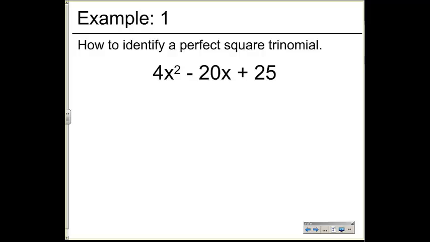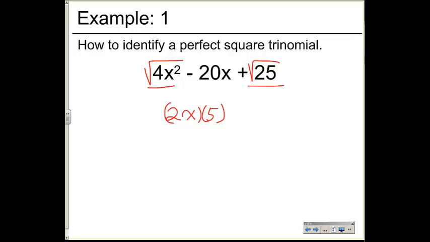Two things you can do quickly. Take the square root of the first term. We can see we have a 2x, and that's a perfect square. Take the square root of the last term, and that gives me a 5. Now, if either one of those was not a perfect square, then you're not looking at a perfect square trinomial.